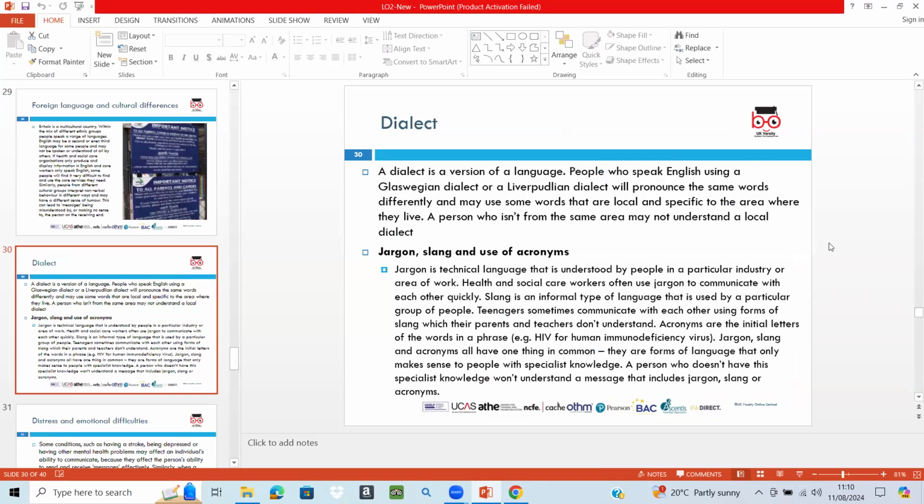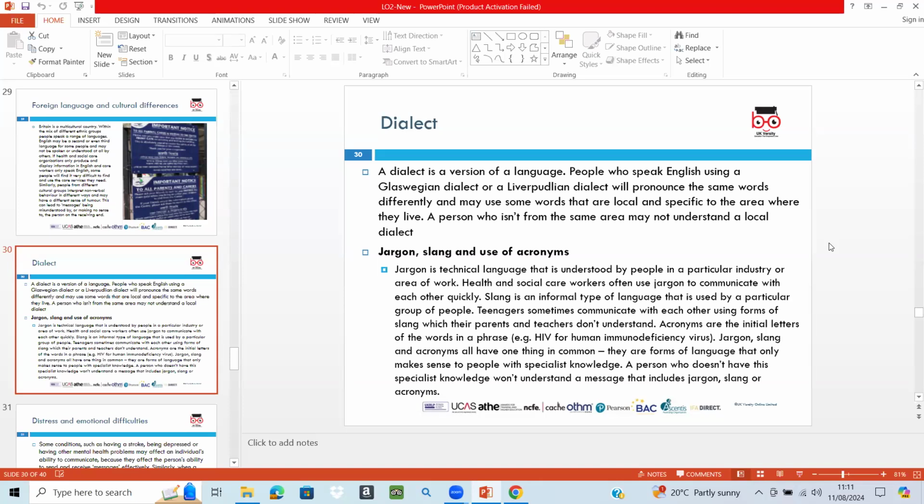Then we have dialect. Variation in dialect can also cause communication issues. For example, a service user who speaks a regional dialect might use words or phrases that are unfamiliar to a healthcare provider from another region. In such cases, it's important to ask for clarification and ensure both parties understand each other.